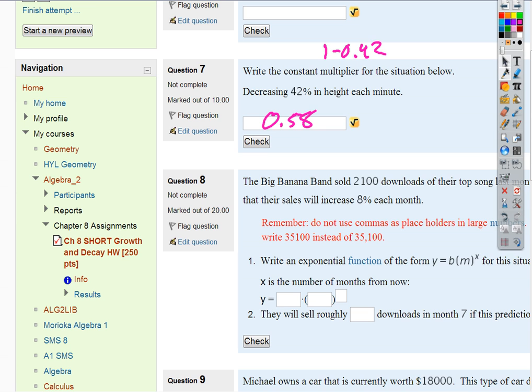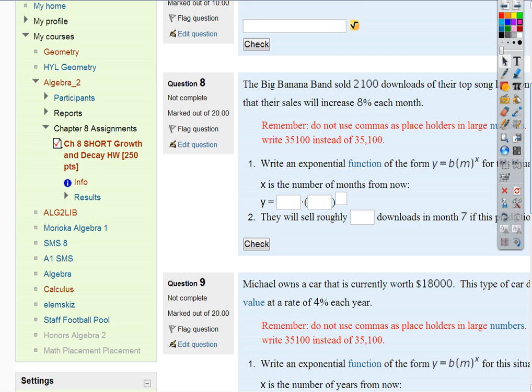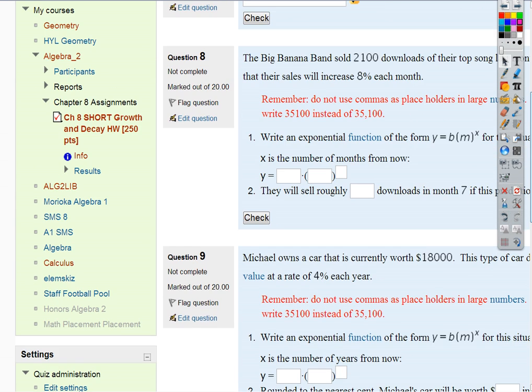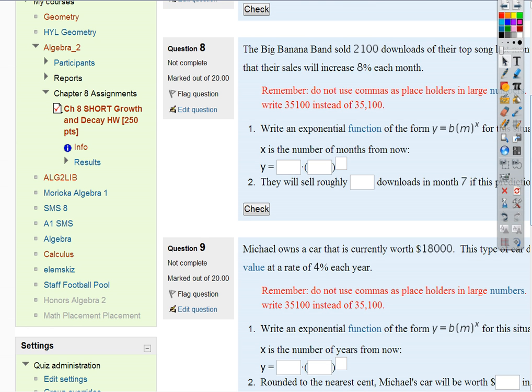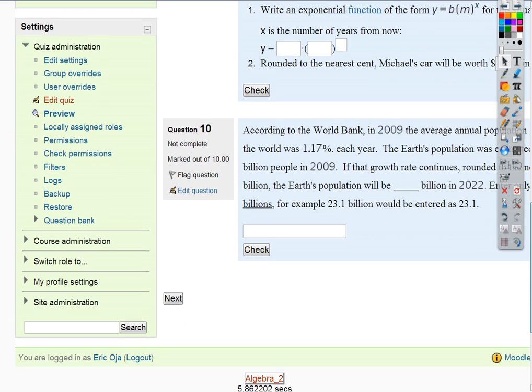That's it. And then the other ones, we don't even need to go through these. You're just identifying what's the start value, what's the constant multiplier, and then answering some questions. Just using the function, but that's it. Not much to it.